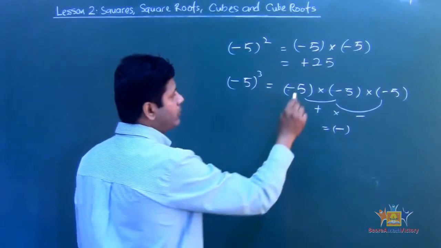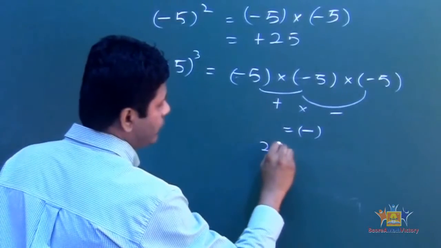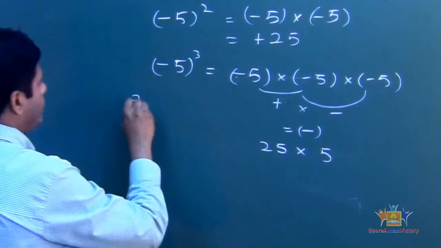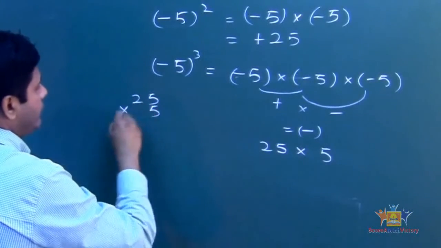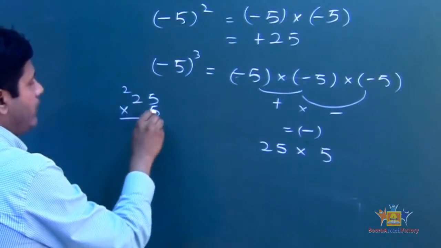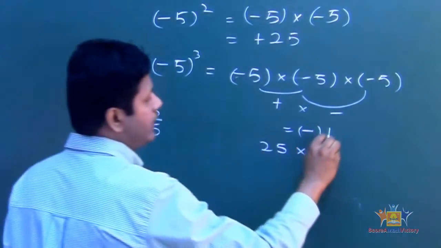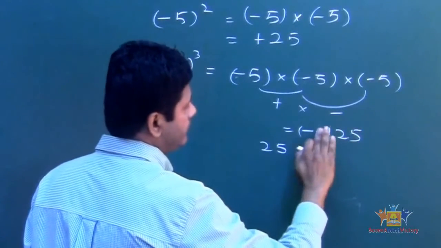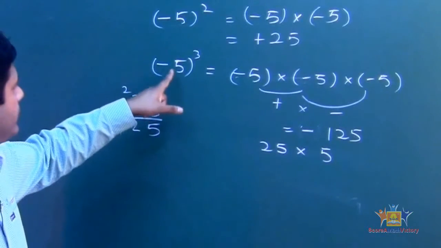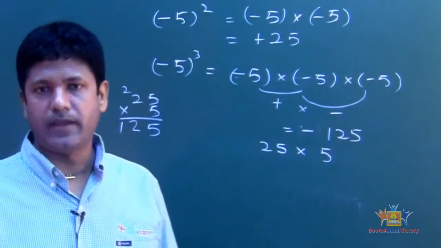Then what do you do? 5 times 5 is 25. We know that 5 times 5 is 25, and then we're going to times it with another 5, so we line it up. 25 times 5: 5 times 5 is 25, so we put a 5, carry 2. 5 times 2 is 10, plus 2 is 12. So that gives me 125. It'd be negative 125. So when I cube negative 5, it gives me negative 125.